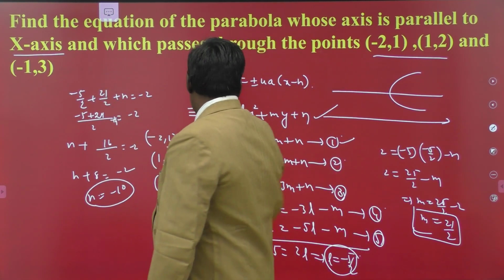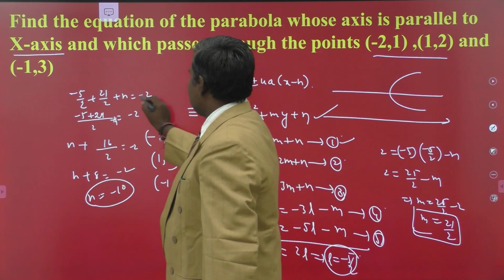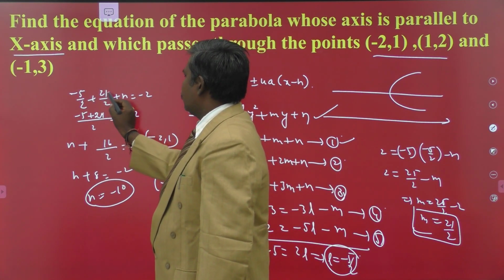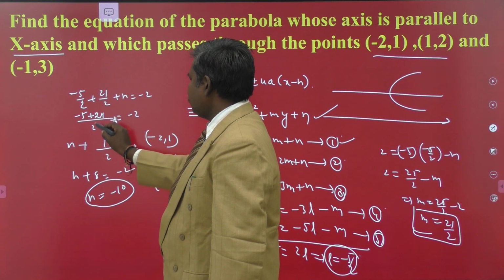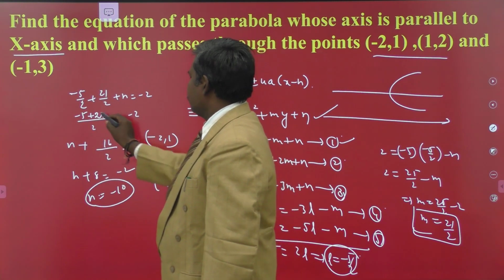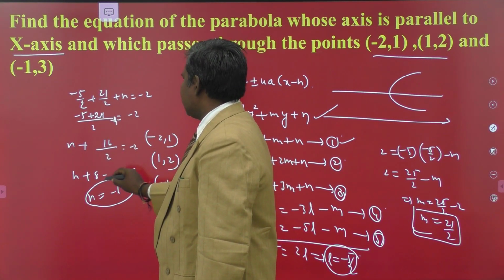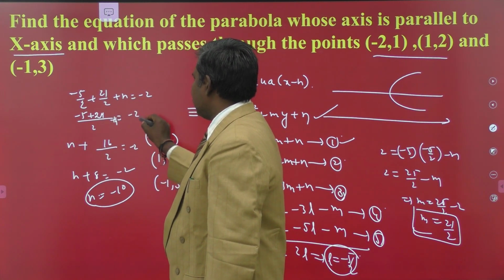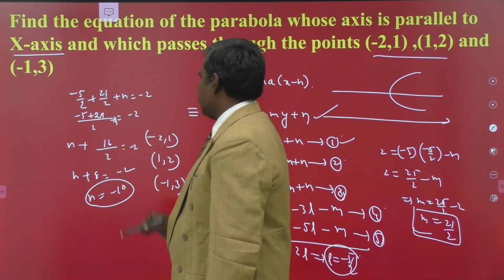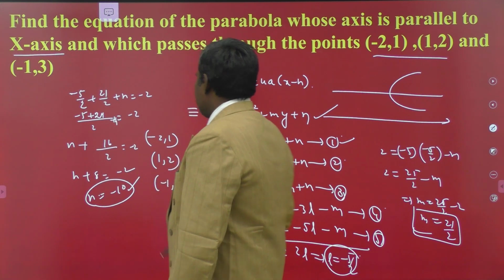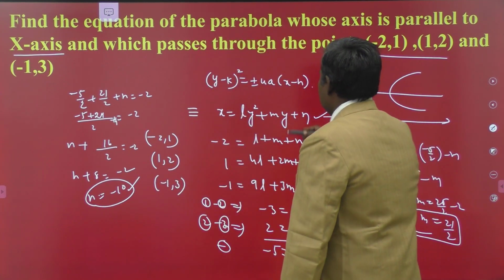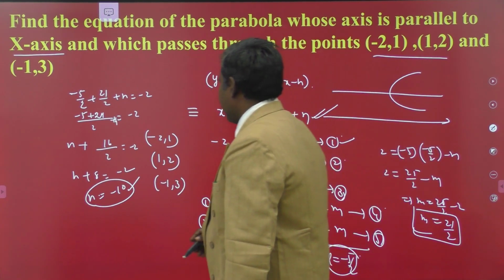Minus 5 by 2 plus 21 by 2 plus n is equal to minus 2. So this is 16. Am I correct or not? 16 by 2 is 8 itself. 8 plus n is equal to minus 2. So when it is going to the right side, minus 10. Substitute the values of l, m, n in the equation itself. We obtain the required equation.